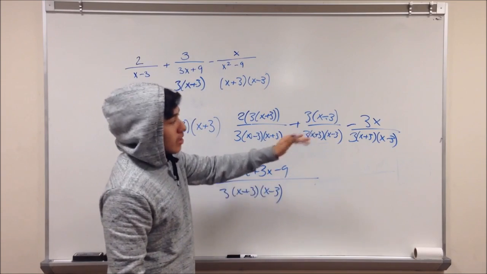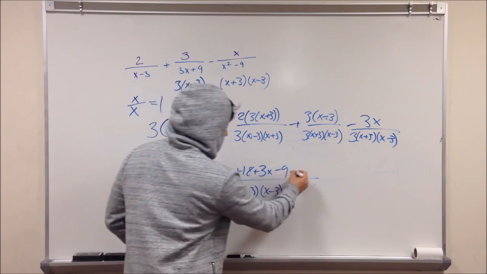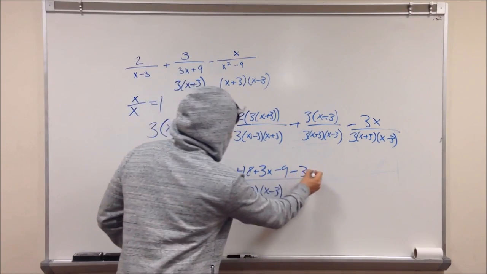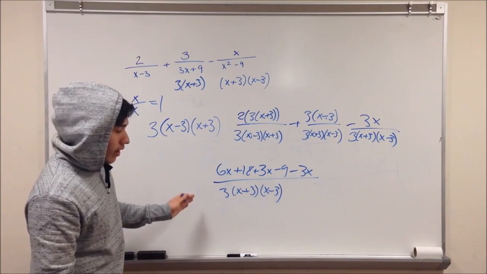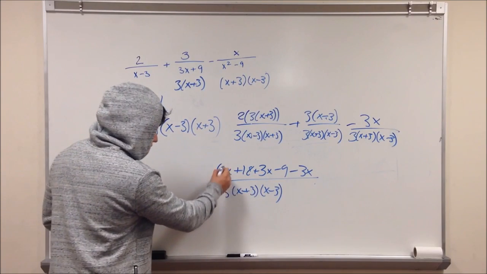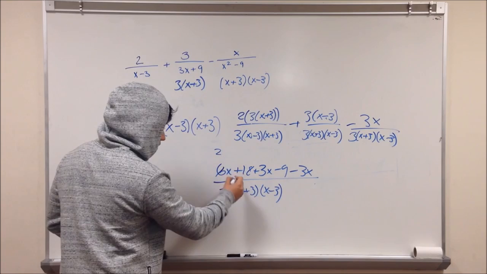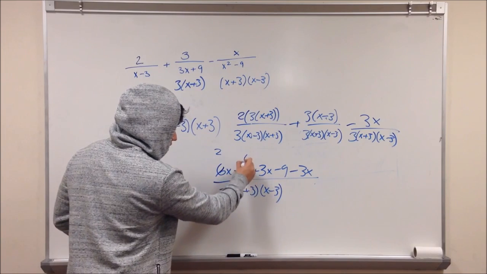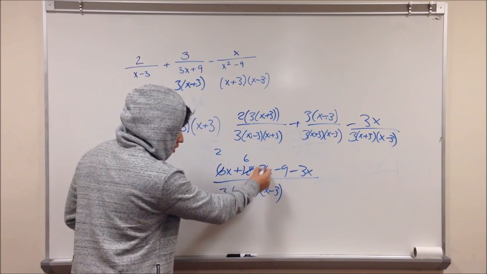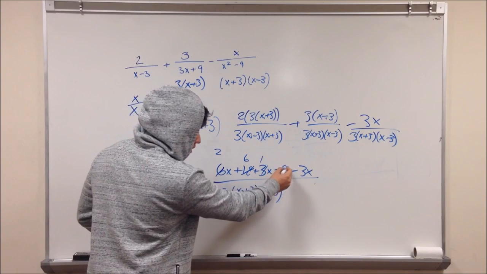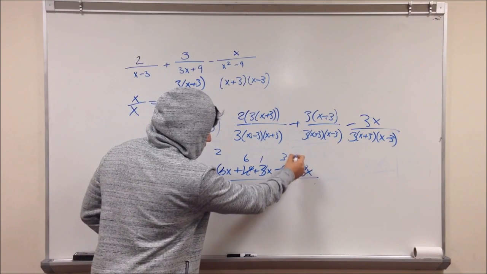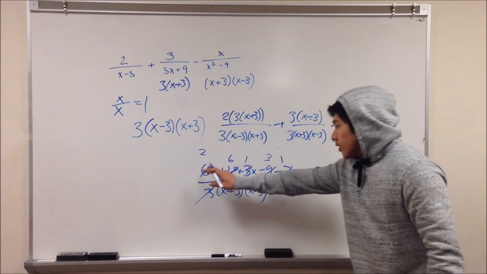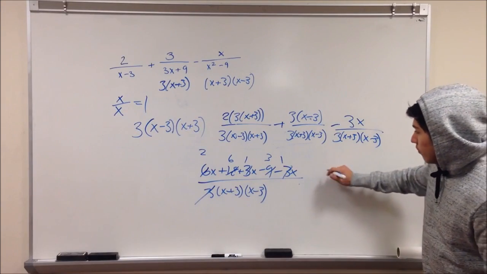And then for the last problem, it's just minus 3x in the numerator. Now we see that it has the denominator 3, and all these are multiples of 3, so we can simplify. 6 divided by 3 is 2. 18 divided by 3 is 6. 3 divided by 3 is 1. And then 9 divided by 3 is 3. And then 3 divided by 3, again, 1. And so now we can bring these back in simplified form.